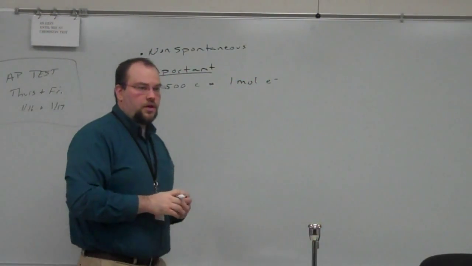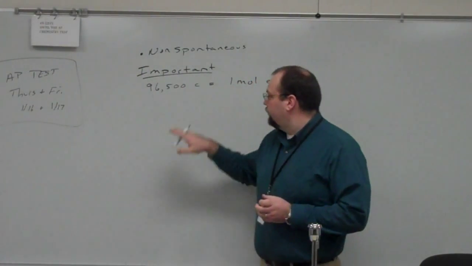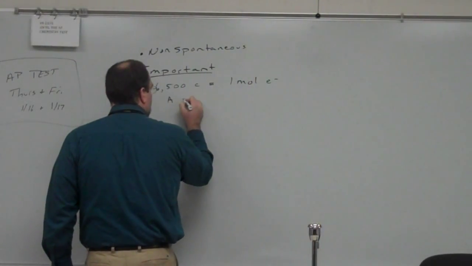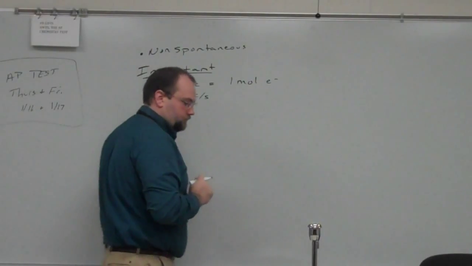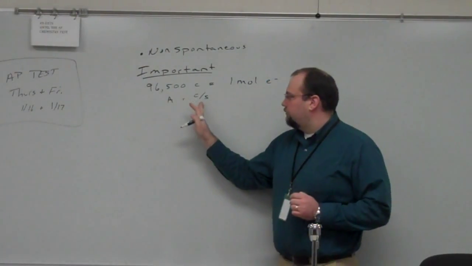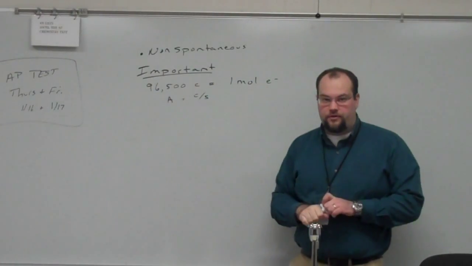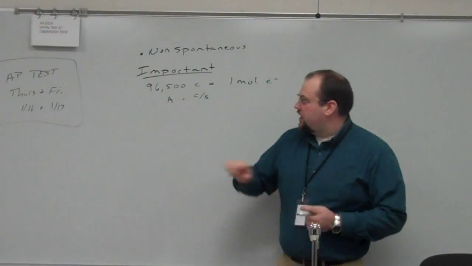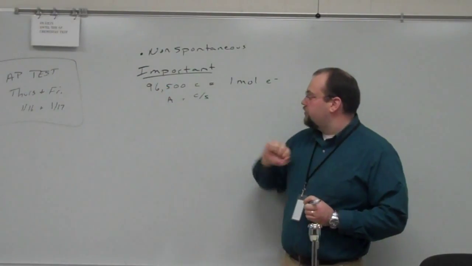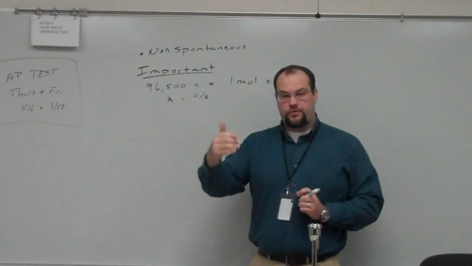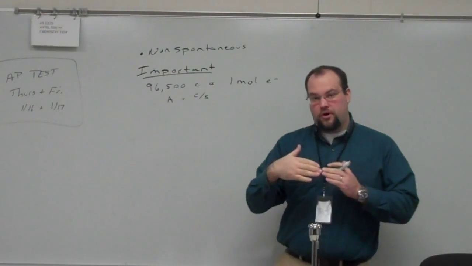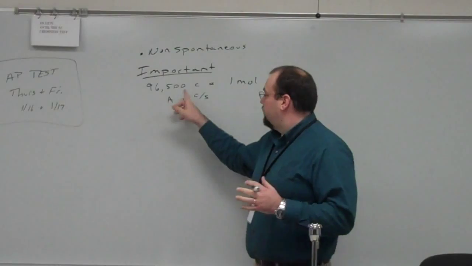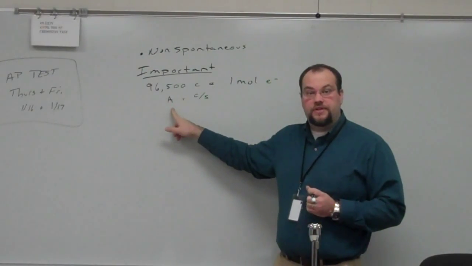Okay, so about 96,500 coulombs equals 1 mole of electrons. And then an amp is the same thing as a coulomb per second. So I know that if I plug the cell in, and if 96,500 coulombs goes through that cell, essentially I've put 1 mole of electrons into that cell. And since electricity is just electrons moving through a wire, this is electricity.